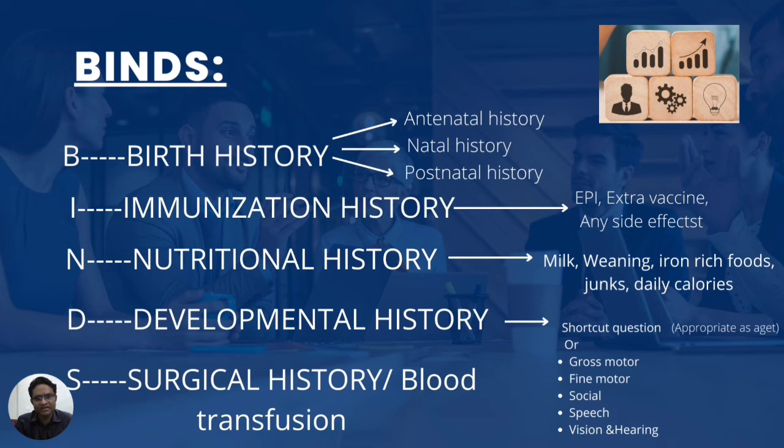Developmental history. Ask shortcut questions. Is the child physically and mentally normal? Did he start sitting, walking, talking with his peers on time or late? In relevant cases of CNS, ask in detail about gross motor, fine motor, social, speech, vision and hearing.